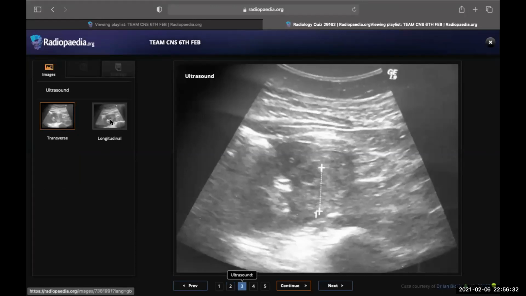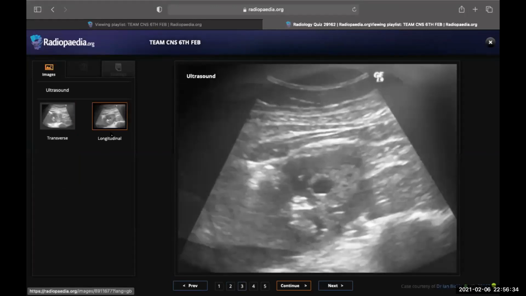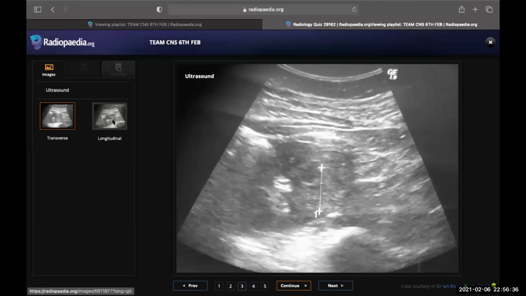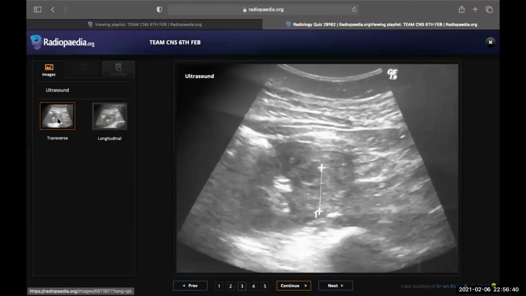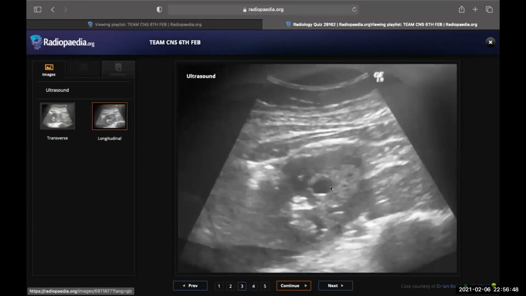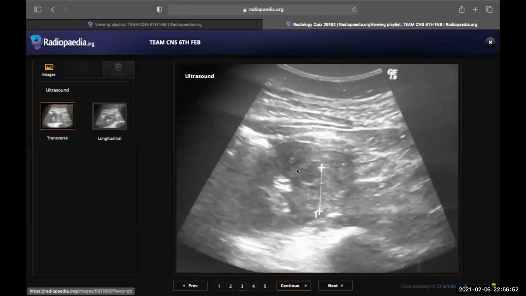Okay. Yes. So this is ultrasound of the kidneys. What do you see? I am seeing focal lesions in the kidneys. So what is this? This is a cyst. And what is this? This is angiomyolipoma.